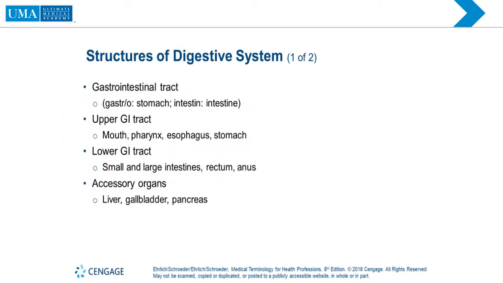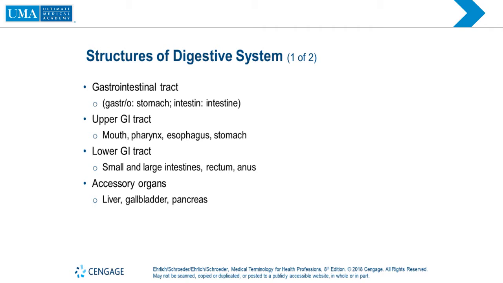The digestive system primarily consists of our gastrointestinal tract, which is also known as our GI tract. If we were to break that word down, we have gastro meaning stomach, intestine meaning intestine, and then al, which just means pertaining to. Now these organs work in conjunction with our accessory organs.